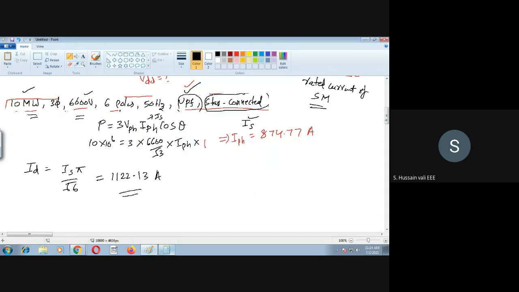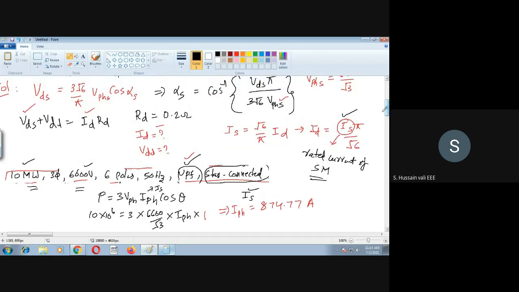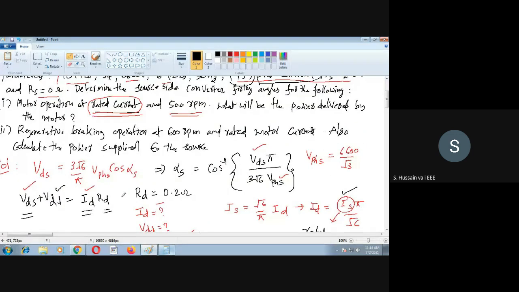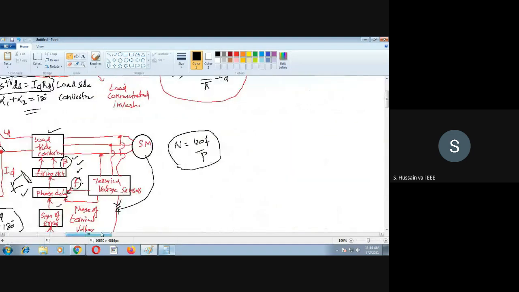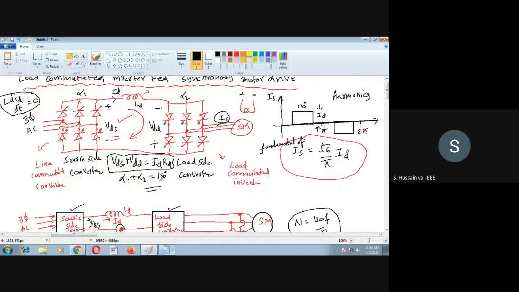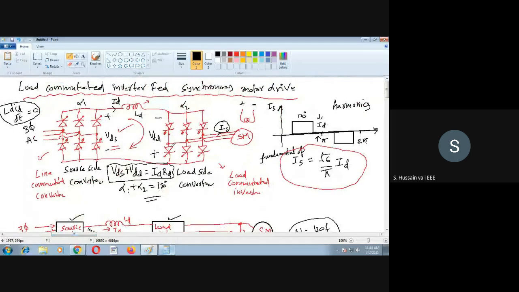So we got ID. Now what else do we require? Please see this now. We require ID, we already know RD, and we want to find out VDS. That is the job here. So what is left now? VDL is left now. How to find out VDL, and where is VDL first of all? Here you have the VDL.